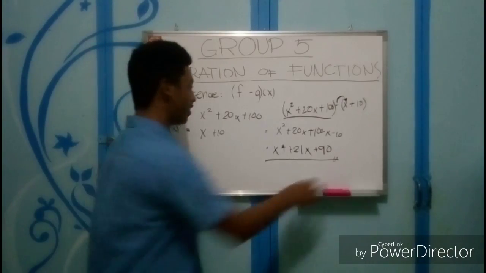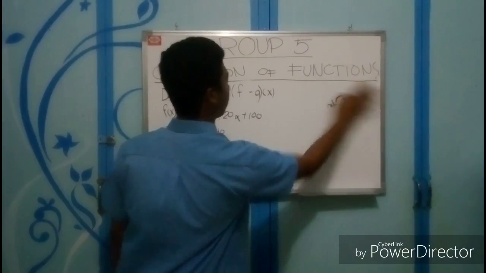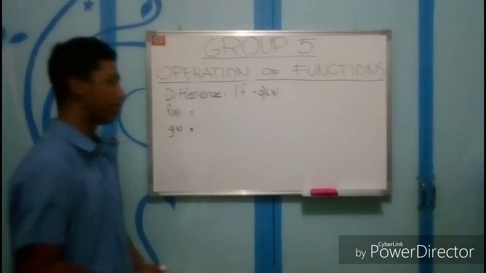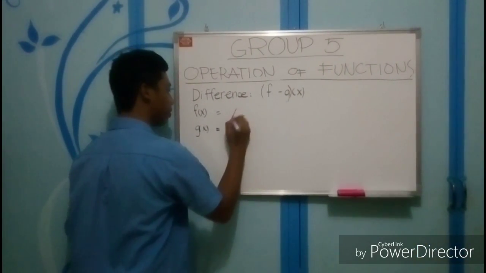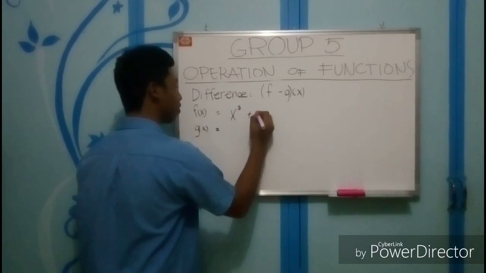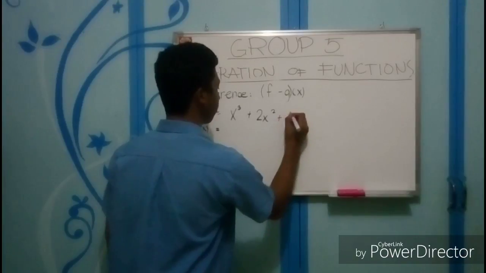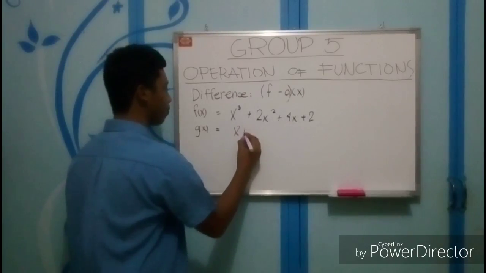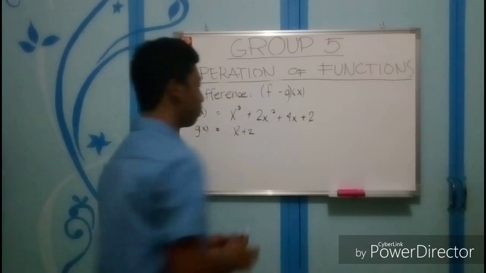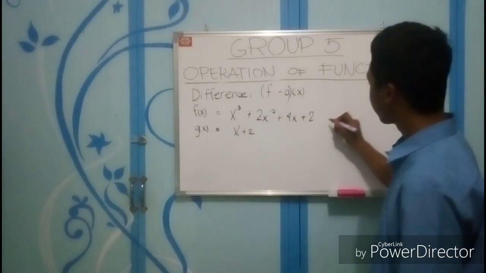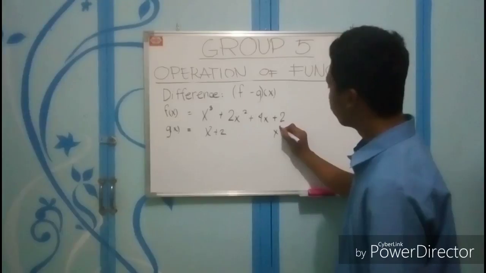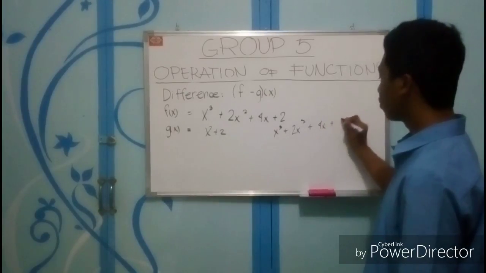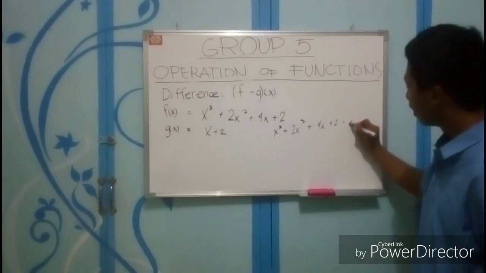Still didn't get it, do you? I have a last example for you. What if we get a cube? What will happen? Same as usual. For example, your f of x will be x cubed plus 2x squared plus 4x plus 2, and your g of x will be x plus 2. Now, what will happen next? Simply copy your f of x and g of x. That will become x cubed plus 2x squared plus 4x plus 2 minus your g of x, x plus 2.